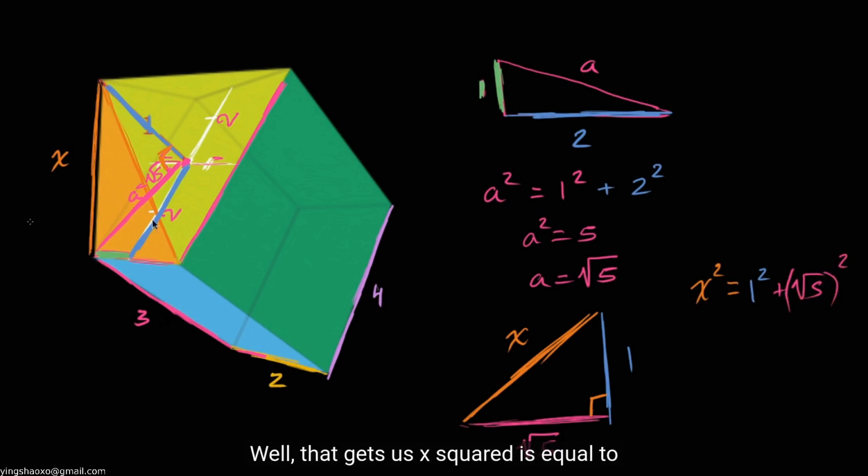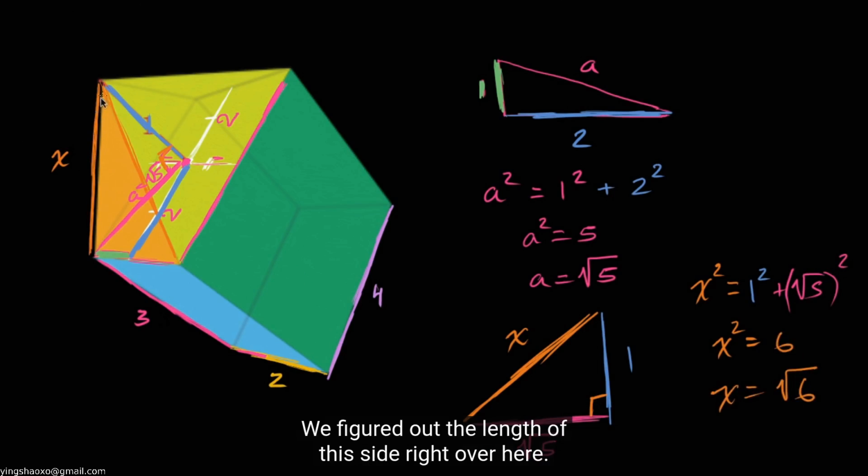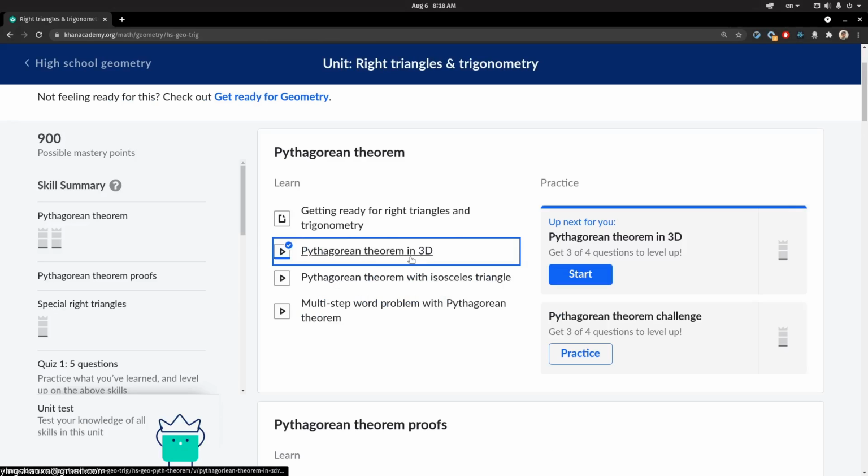Well, that gets us x squared is equal to 1 plus 5, right? The square root of 5 squared is just 5. So 1 plus 5 is equal to 6. So we get x is equal to the square root of 6. And we're done. We figured out the length of this side. So actually what he did is simply apply the Pythagorean theorem two times.